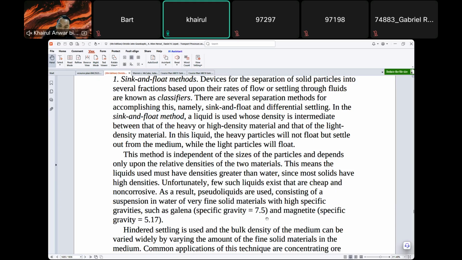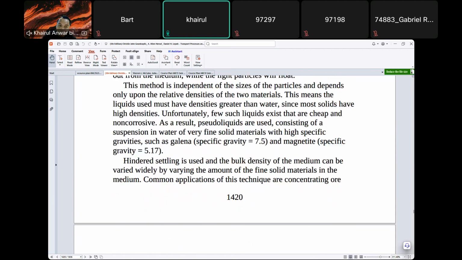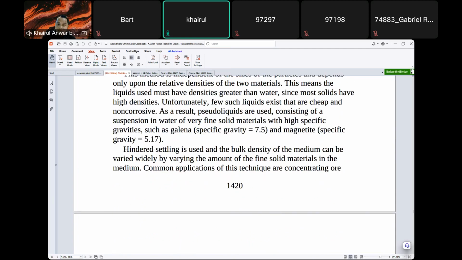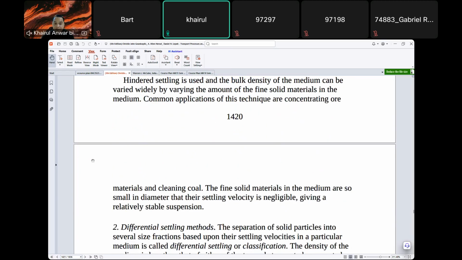So in this method, the bulk density of the medium can be varied widely by varying the amount of the fine solid material in the medium. The fine solid material in the medium is so small in diameter that its settling velocity is negligible, giving a relatively stable suspension.